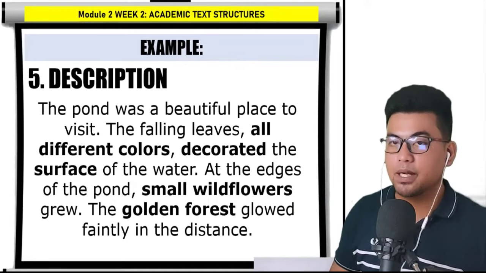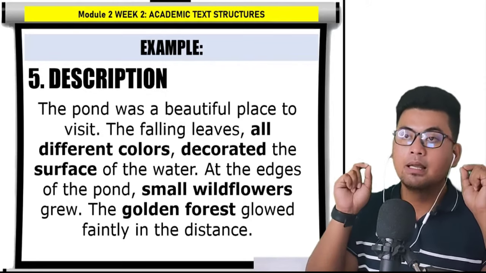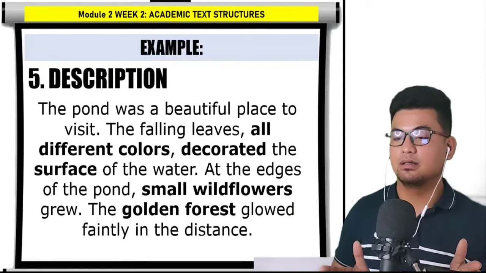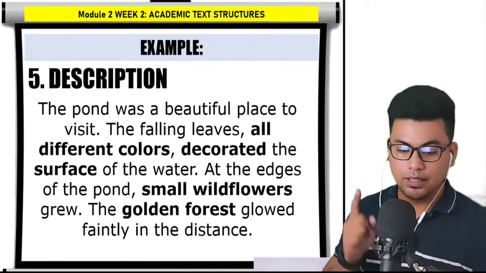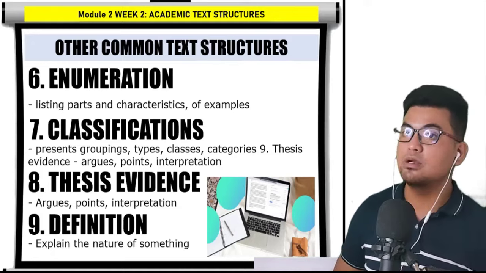the author's perspective or the author's experience when he personally visited that pond. Right? So now let's talk about the other common text structures. We also have enumeration, alright?